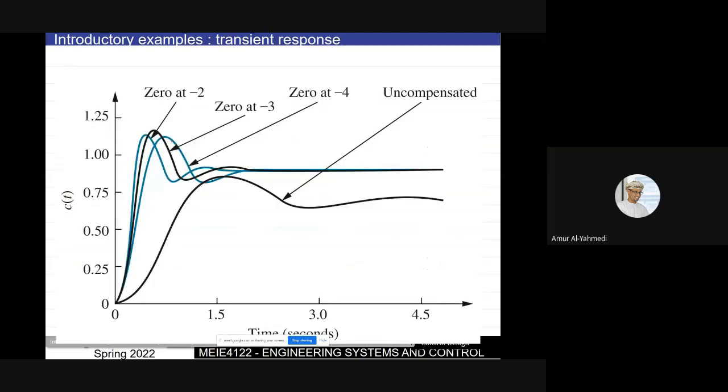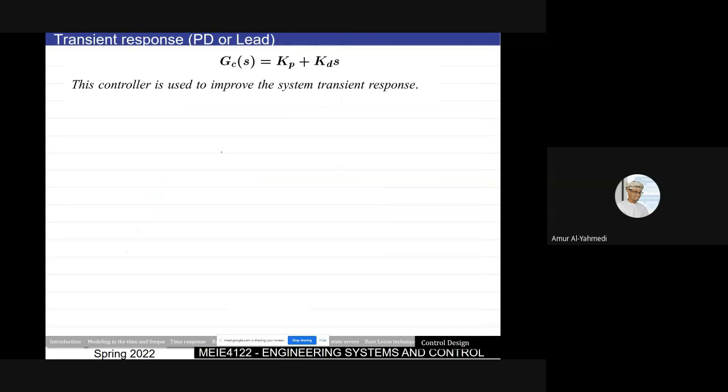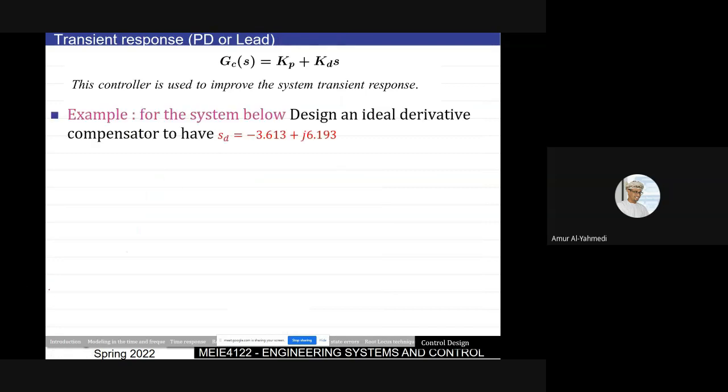Okay, and here you can see the response. This is the plant which is uncompensated. And then if I put it at -2, I will get it as such. If I put it at -3, I will get, sorry, this is -2, the blue one. And this is the -3, and this is the -4. So I can improve my transient response.